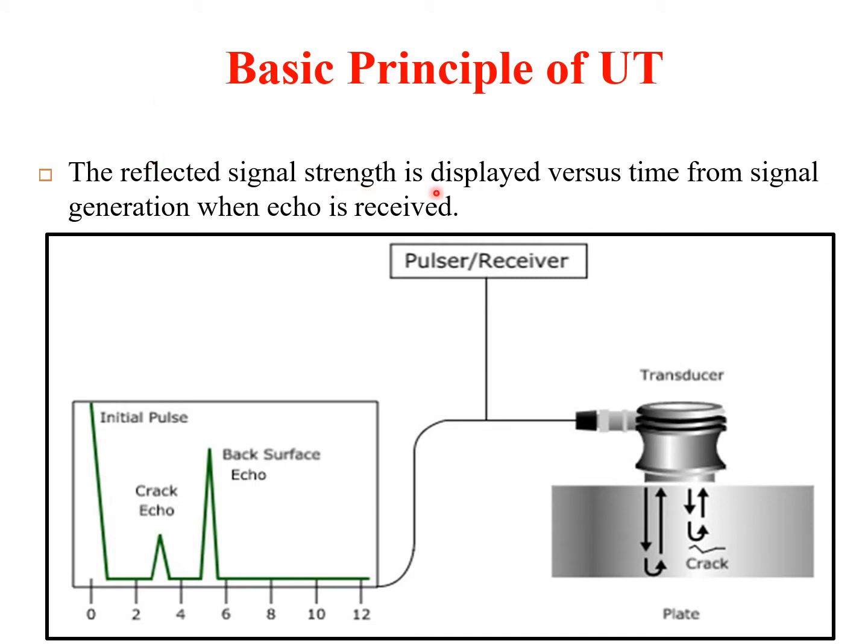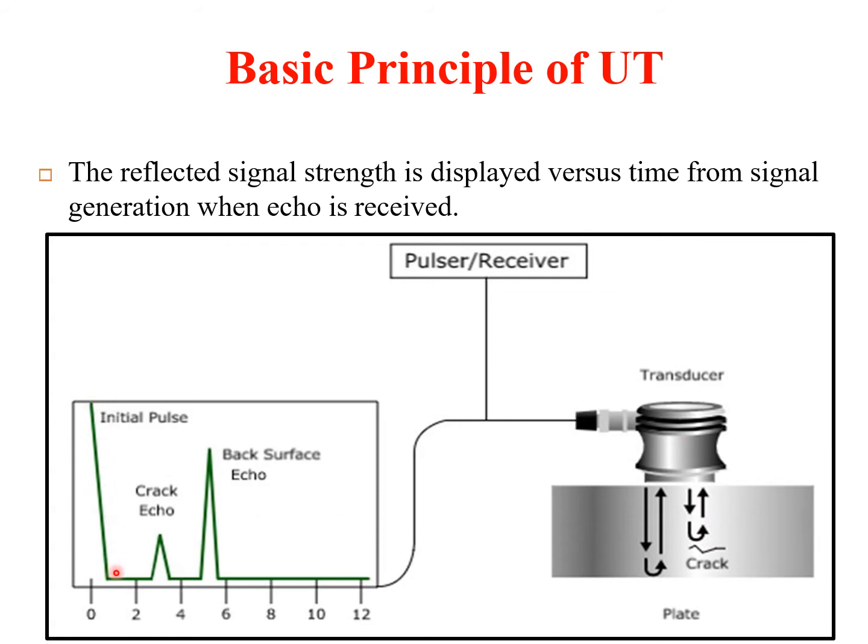Now, this is actually what has been displayed on the screen. The reflected signal strength is displayed versus time, from the signal generation to when the echo is received. So time is on the x-axis and the pulse is on the y-axis. This is the pulser and receiver, this is the machine, and this is the transducer. Whenever a crack develops, sound waves will reflect off the crack and reach back to the transducer. That is what is being shown here.